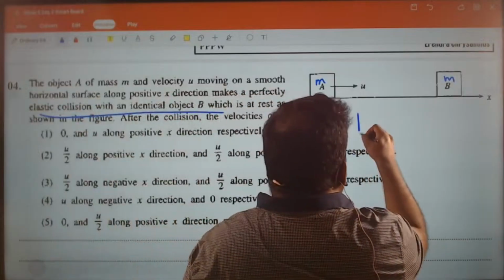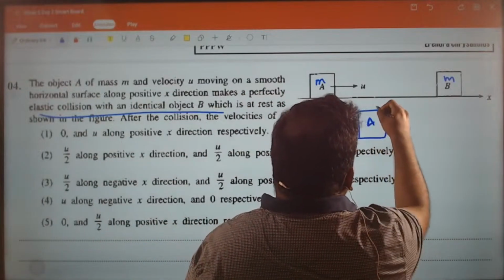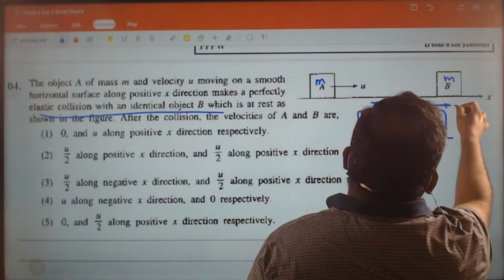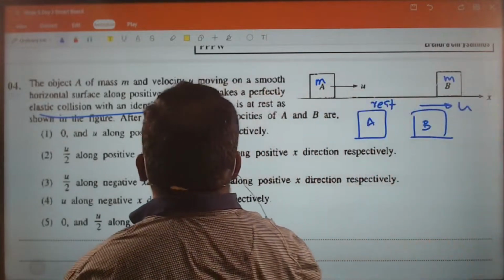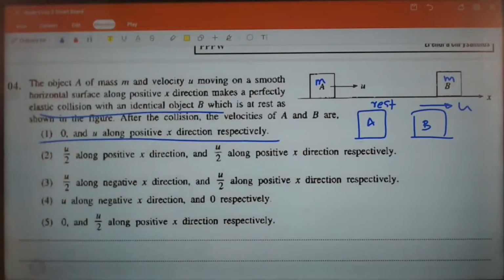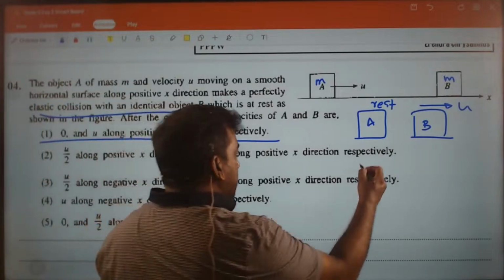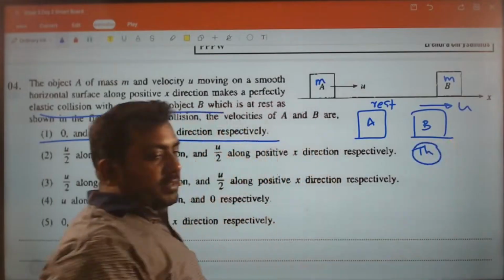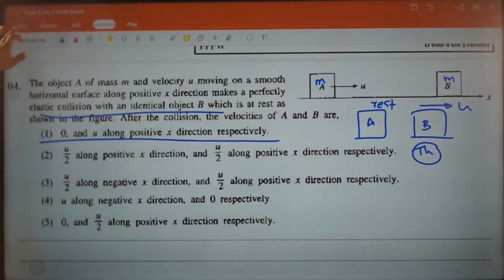That means A will stop. B will start traveling with the velocity u. So the correct answer is answer number 1. These are very direct from your theory. Please check your theory notes.